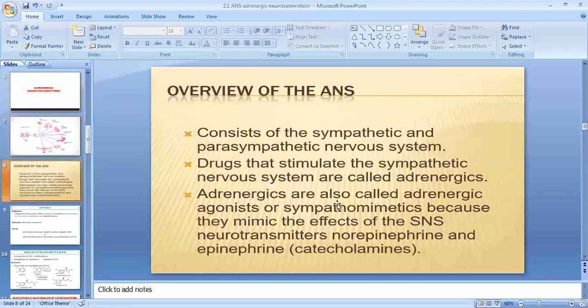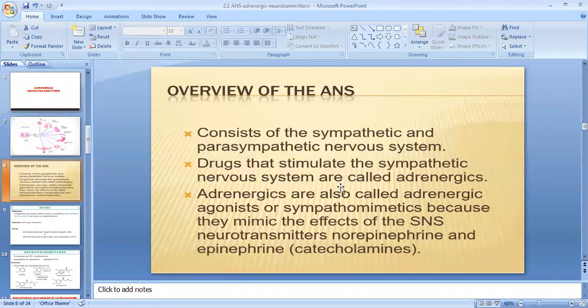We all know that the autonomic nervous system is divided into the sympathetic nervous system and the parasympathetic nervous system. But the drugs which stimulate the sympathetic nervous system, what are they called? Adrenergic drugs. See, the name of the topic is adrenergic. So the drugs which stimulate which system? The sympathetic nervous system are known as adrenergic drugs.